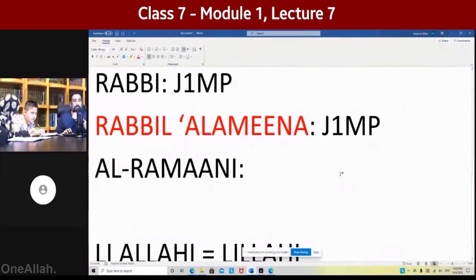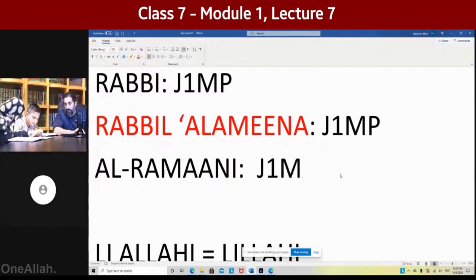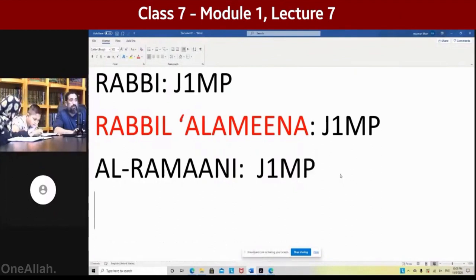Ar-Rahmani. It's jar. Good. It's one. Remember, the ani is not a dual marker, it's part of the word. It's not Ar-Rahmanani. Good. Is it one? Yes. Masculine? Yes. Why is it proper? Because of the al. Good.